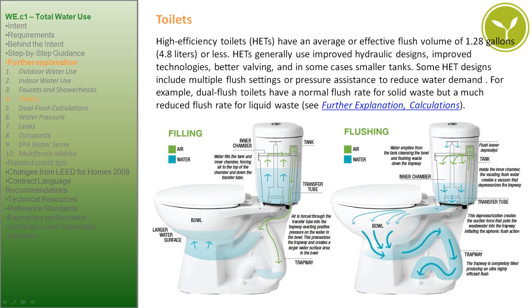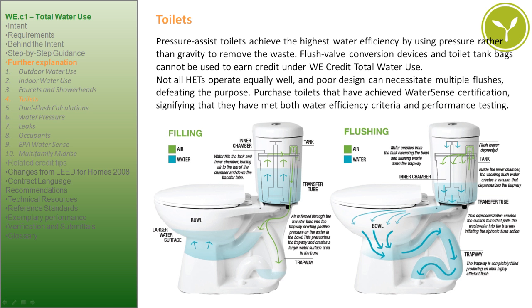For example, dual flush toilets have a normal flush rate for solid waste but a much reduced flush rate for liquid waste. See further explanation, calculations. Pressure assist toilets achieve the highest water efficiency by using pressure rather than gravity to remove the waste. Flush valve conversion devices and toilet tank bags cannot be used to earn credit under WE credit, total water use. Not all HETs operate equally well, and poor design can necessitate multiple flushes, defeating the purpose.